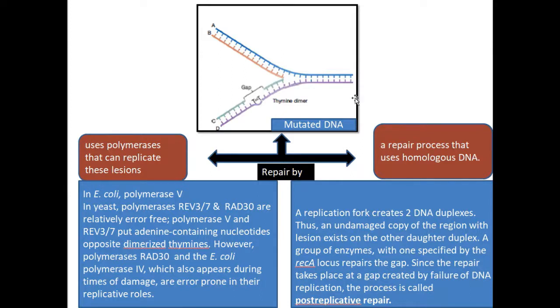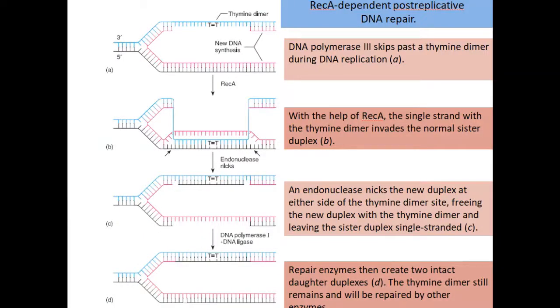So, what is post-replicative repair? The repair takes place after the process of replication, where there is a failure of DNA synthesis. That is, DNA replication has been done, and it's after that you are trying to repair it. Since the gap is created because of the failure of DNA replication, that repair mechanism is called the post-replicative repair. Let's go into the details of that.